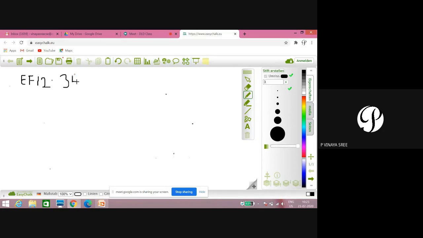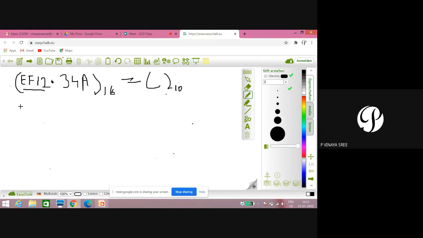So 3 4 A, this is your number, note it down. EF12 dot 34A base 16, you need to convert to the decimal number system, base 10. So for this, it is the same process. For this, you have to do what? You have to do the multiplication with which number?